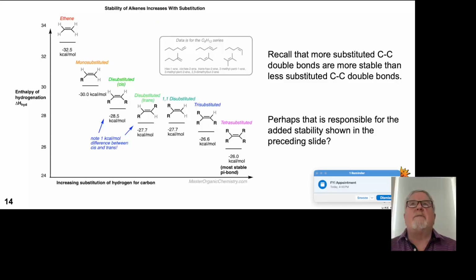Recall the relative stability of alkenes. The more substituted our double bond is, the more stable it is. So when we have a tetrasubstituted double bond, it's considerably lower in energy than when we don't have any substituents on the double bond. Now by substitution, in this case I'm talking about alkyl substitution. So we get this lowering of energy. This data is from a series of hydrogenation reactions of these different compounds.